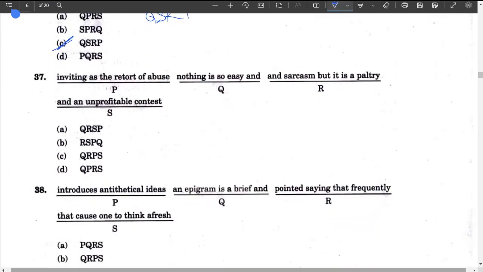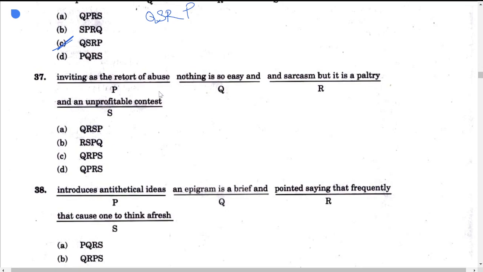Next, inviting as a retort of abuse, nothing, and cannot be used. QR combination cannot be used. QR is out here. See, this is QR. Again, another QR is there. Eliminate that. Okay, your answer is B or D. Which one can you use? Let us check with B. R can be used in the beginning? Again, R cannot be started because and is there. Sentences never start with and. Let us check this. The only remaining one is D.